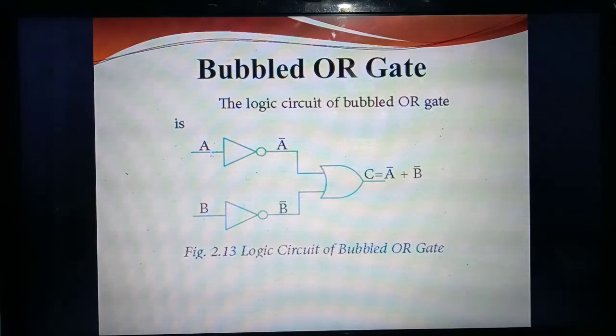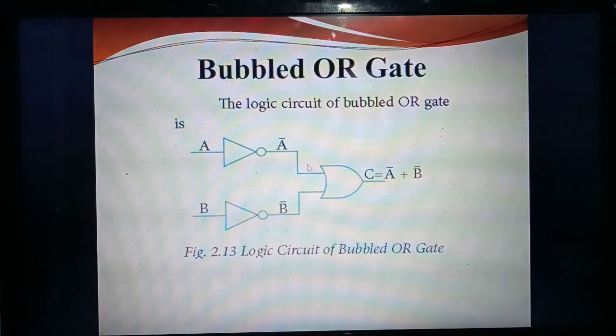Listen carefully. The NOT gate always has only one input signal. Here A is the input. What's the use of the NOT gate? It will invert the given signal, isn't it? So A is inverted to A bar, as well as B is inverted to B bar. Now you are getting two inputs, A bar as well as B bar. You give A bar and B bar to which gate?